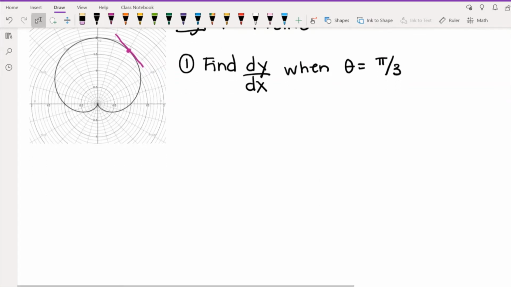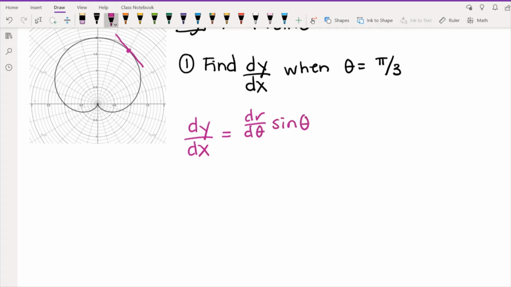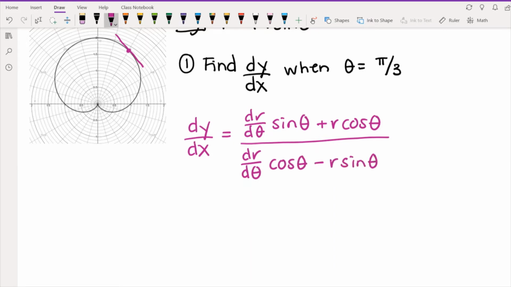Okay, so how do we do this? Well, we just apply that formula. The formula we found is that dy/dx is equal to dr/d theta times sine of theta plus r times cosine of theta, divided by dr/d theta times cosine of theta minus r times sine of theta. So really the main thing we need to do here is figure out what dr/d theta is, and then we can proceed from there.